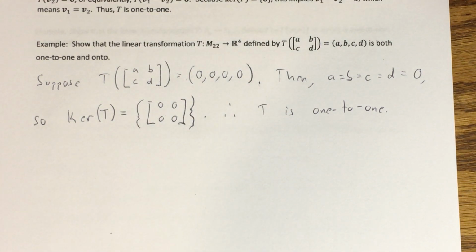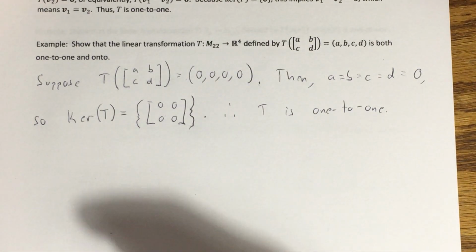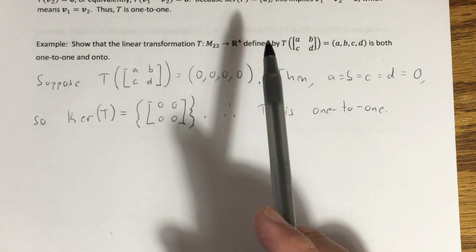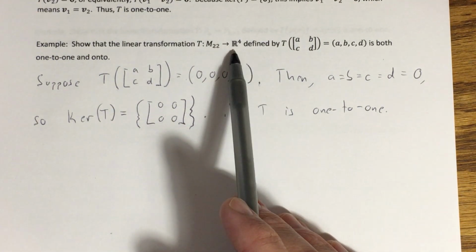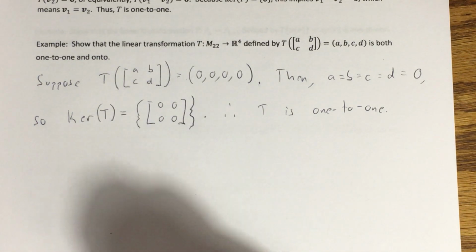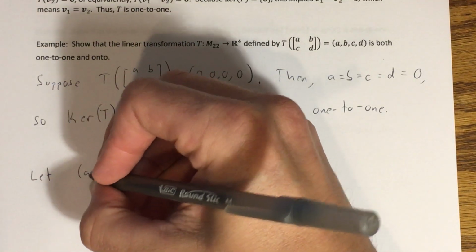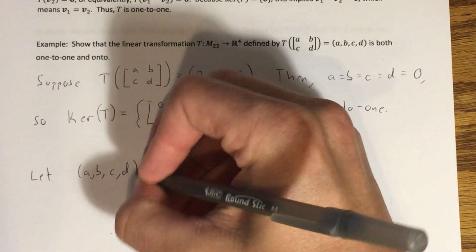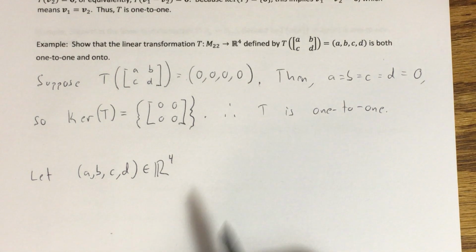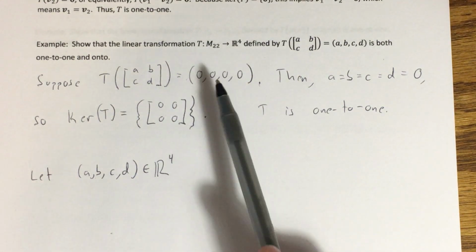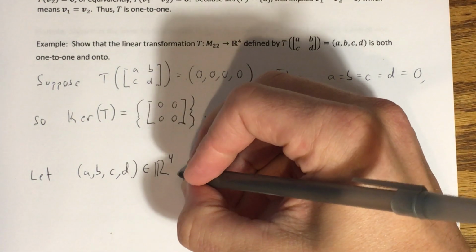So I have to use the definition of onto. How do you show that a linear transformation is onto? Well, remember, by definition, onto means that every single vector in R4 is the image of a vector in M22 under this transformation. So what I do is I let A, B, C, D be just any arbitrary vector in R4. And now the goal is to find a matrix in M22 that maps to this vector. Well, we know what that would be.